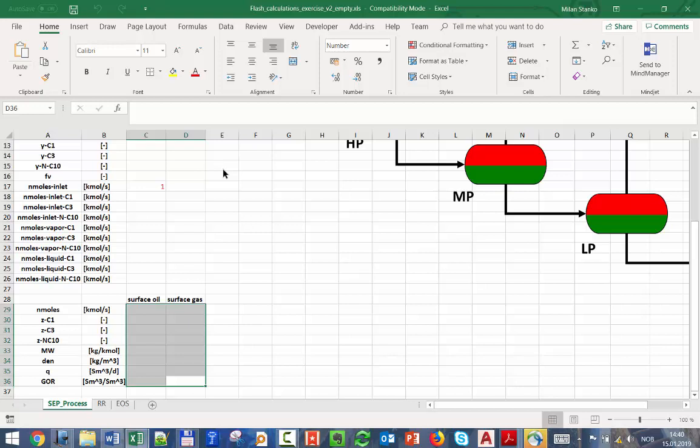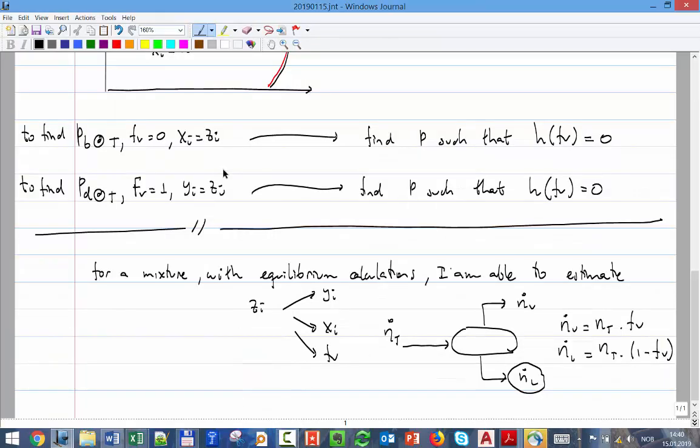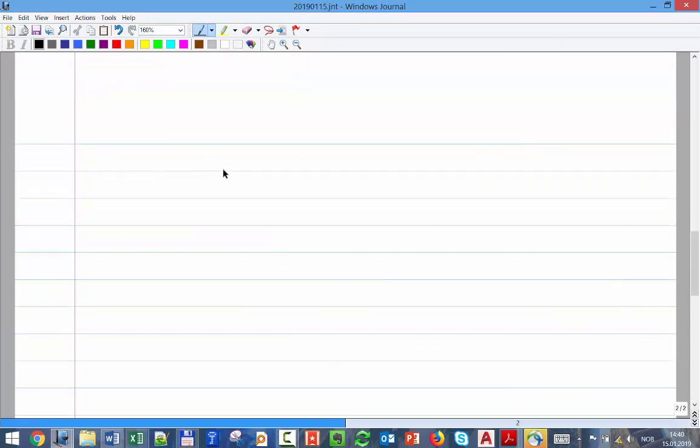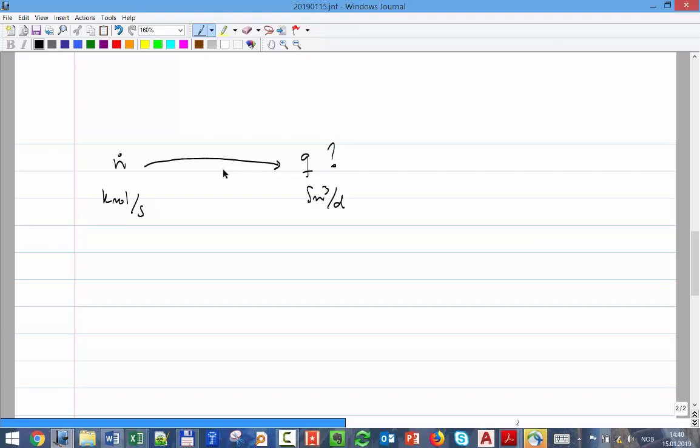Now, if I have the number of moles, let's go to the next step. How do I take it from the number of moles to a volume? What do I need to make that conversion? The question is, how do I convert from number of moles, that means kilomole per second, all the way to this Q? How do I change it to standard cubic meter per day?